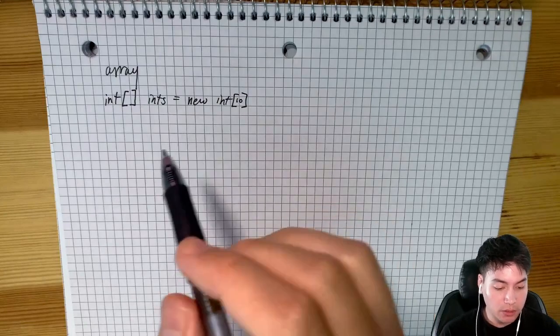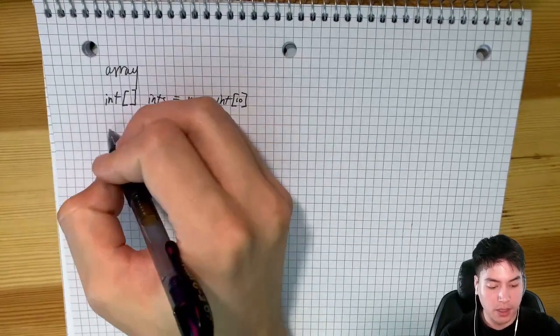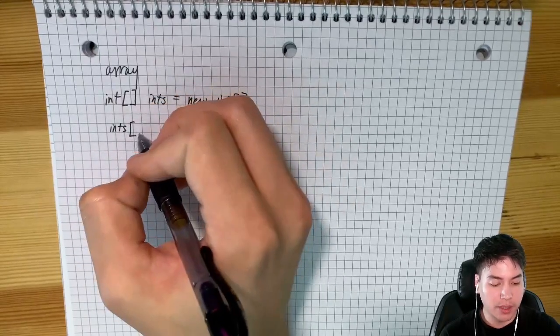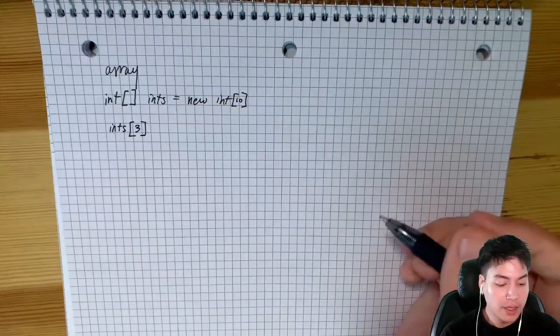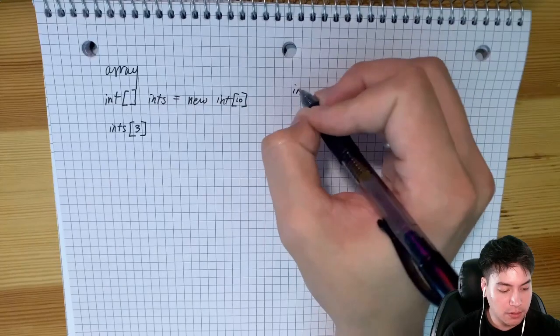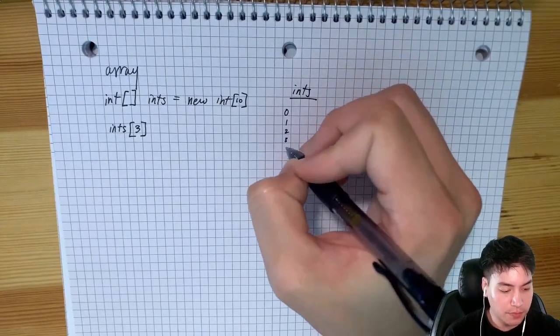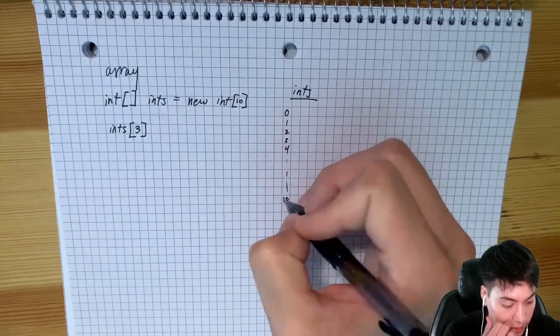And then when I want to go grab something from the list, I just take the name of my array. I would say ints, and then I want the item that's on the third position in this array, right? So basically what this does is it makes a list: ints, and 0, 1, 2, 3, 4, etc., all the way until, well, I guess it would be 9 actually.